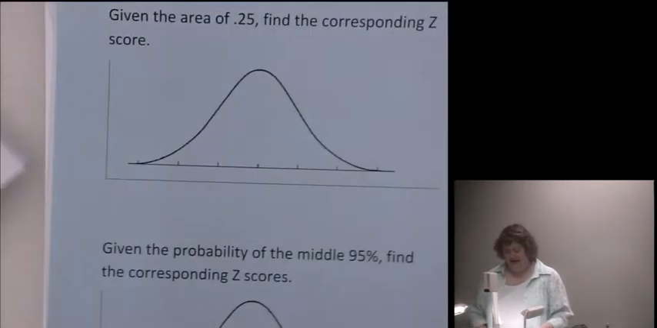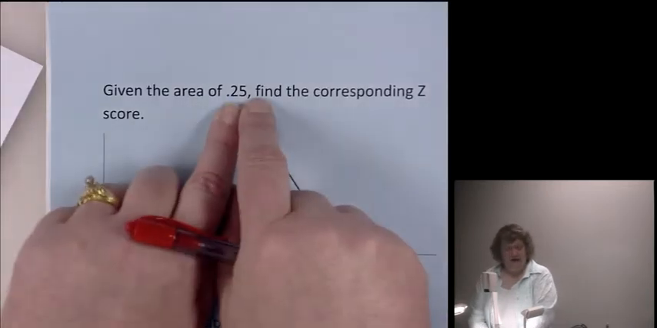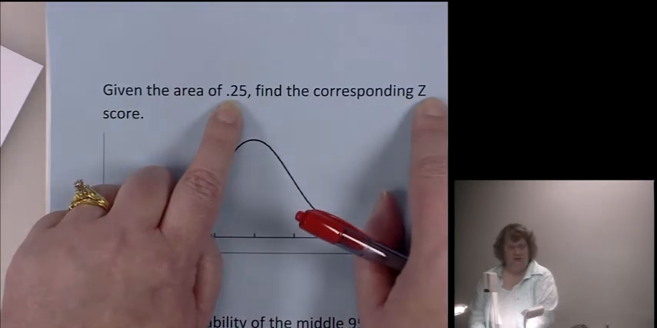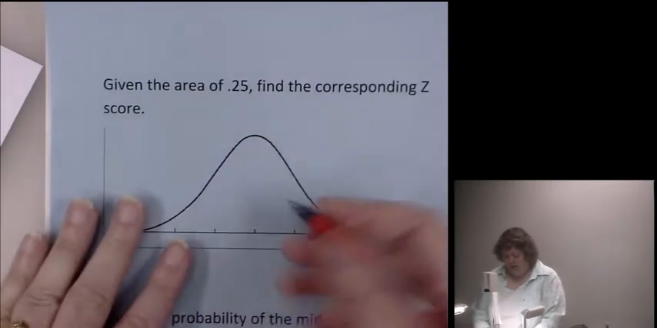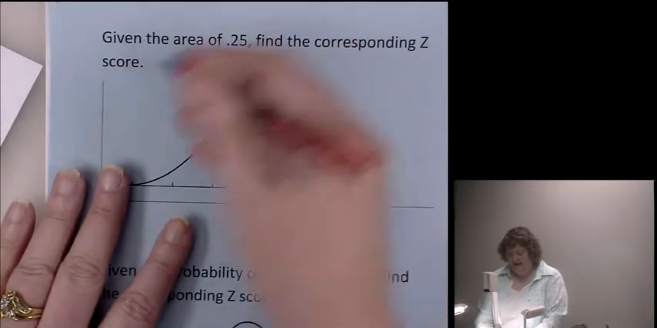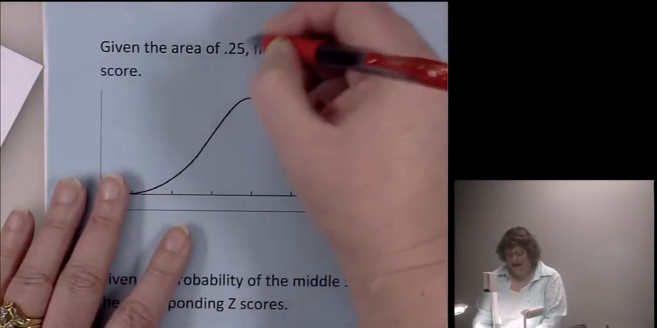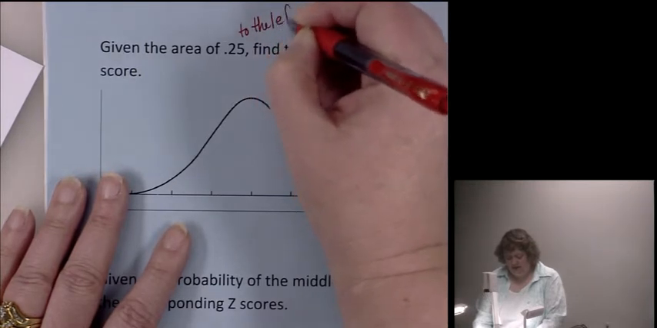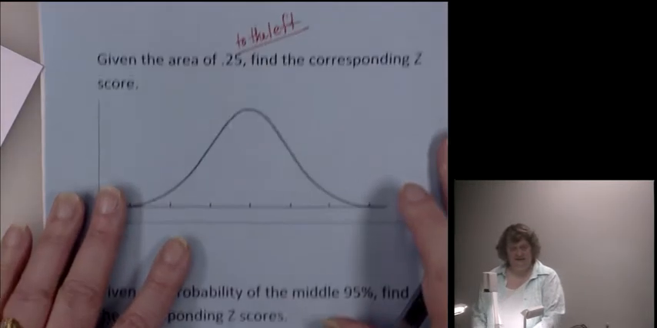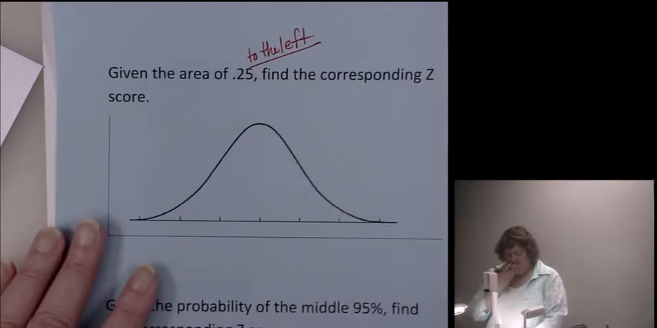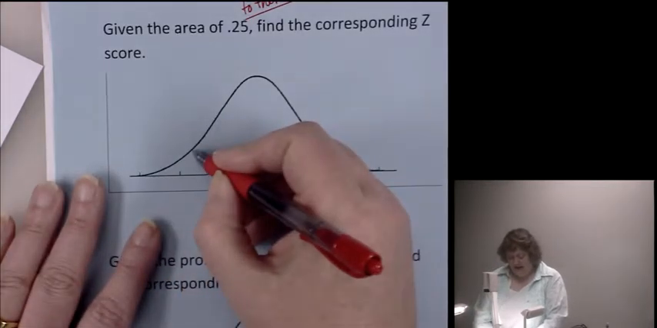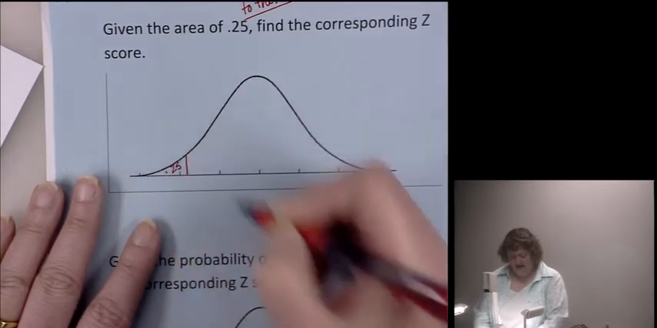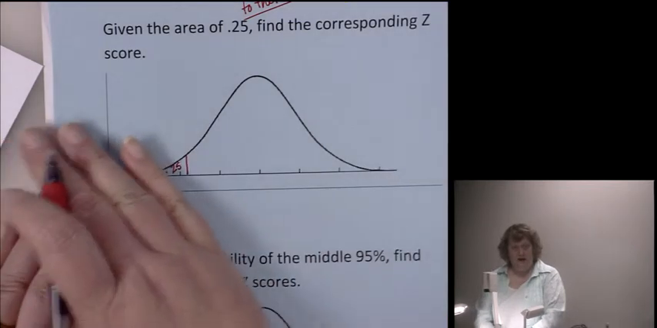So let's look at an example. If we're given an area of 0.25, can we find the corresponding z-score? Okay, well, let's draw that. And in this case, what I had intended to mean is an area to the left. So we're just going to stick to an area to the left. So what we want is an area so that 0.25 is to the left.